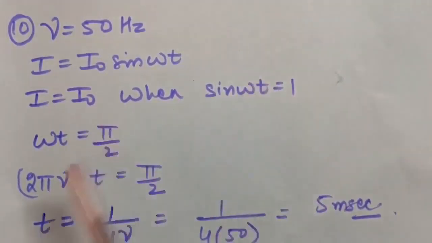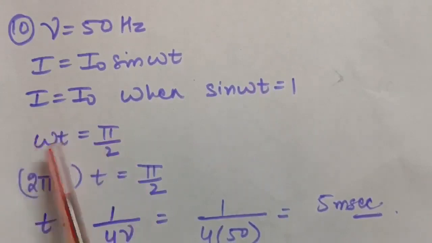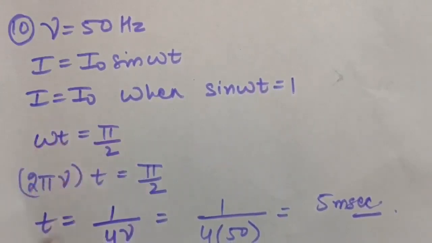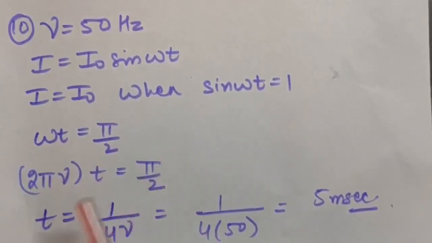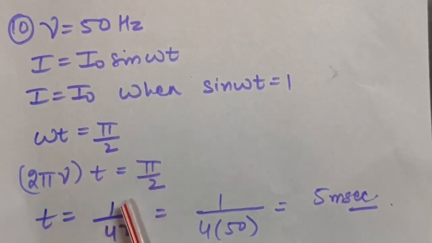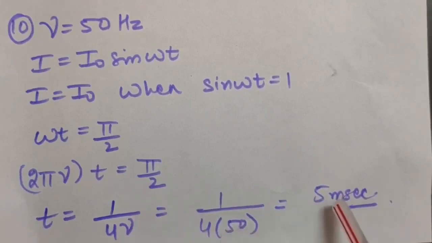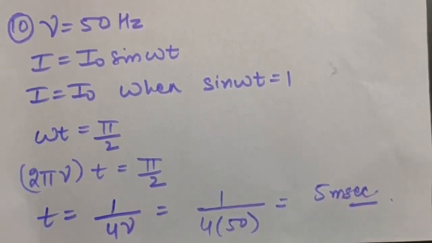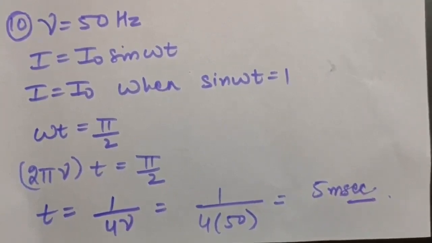pi by 2. So omega t is pi by 2, and you know the value of omega also, that is 2 pi nu. So from here we get 2 pi nu into t equals pi by 2. Pi will cancel out and you will get the value of t to be 1 upon 4 nu. Just put the value of nu to be 50 hertz. When you solve it, you will get 5 milliseconds. So this is the time required by the alternating current to reach its peak value, that is 5 milliseconds.